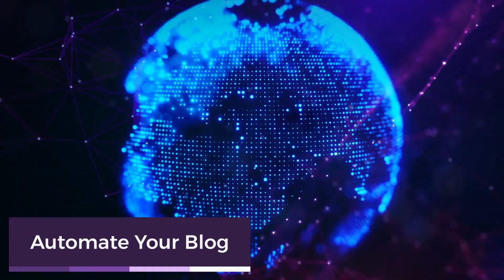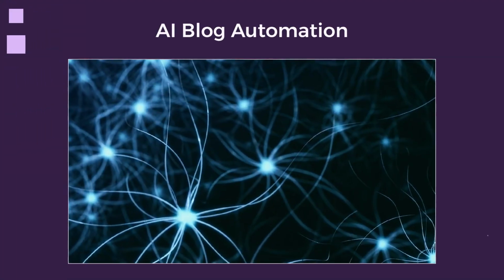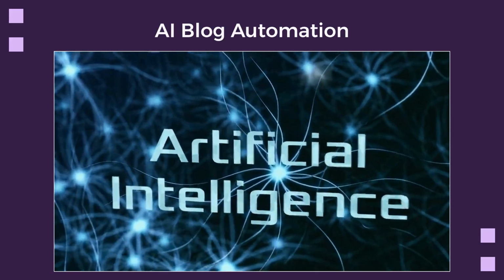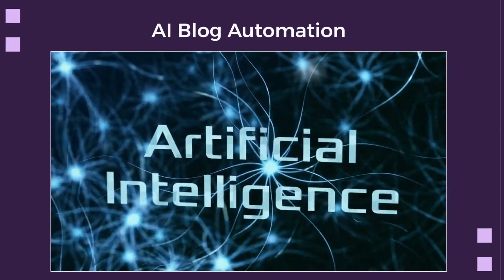Today, we're building an incredible system, automating your blog using AI writers and Zapier. If you've ever wished your blog could keep publishing even when you're busy or asleep, this system is going to change everything. It's simple, repeatable, and perfect for beginners.